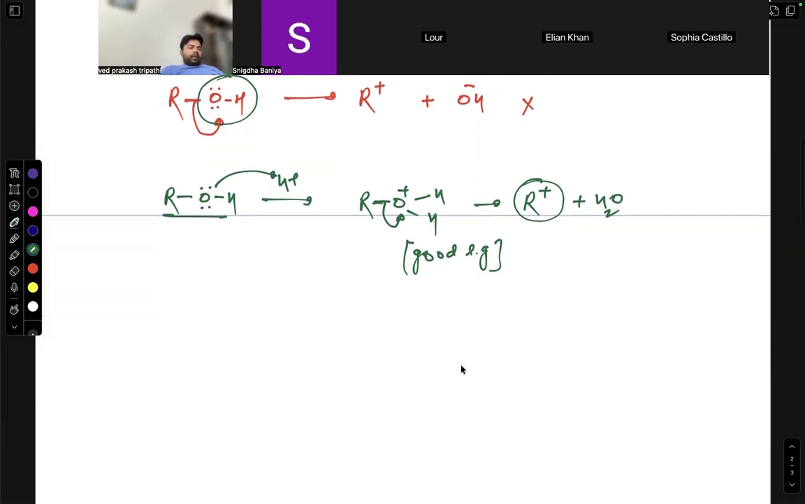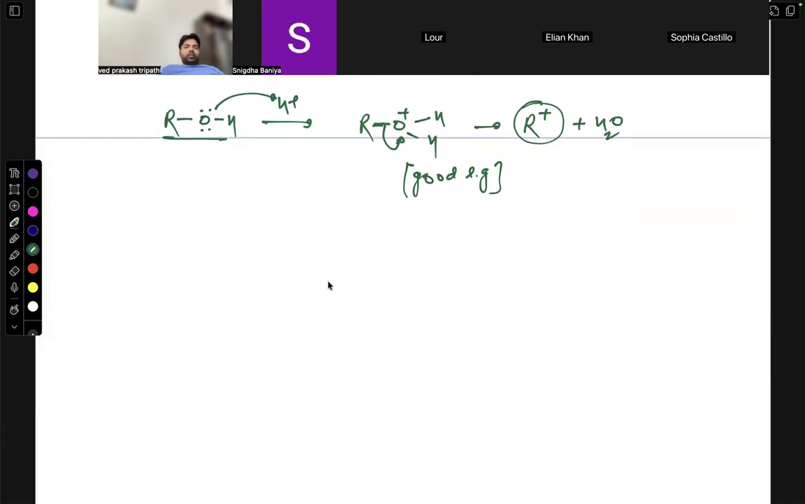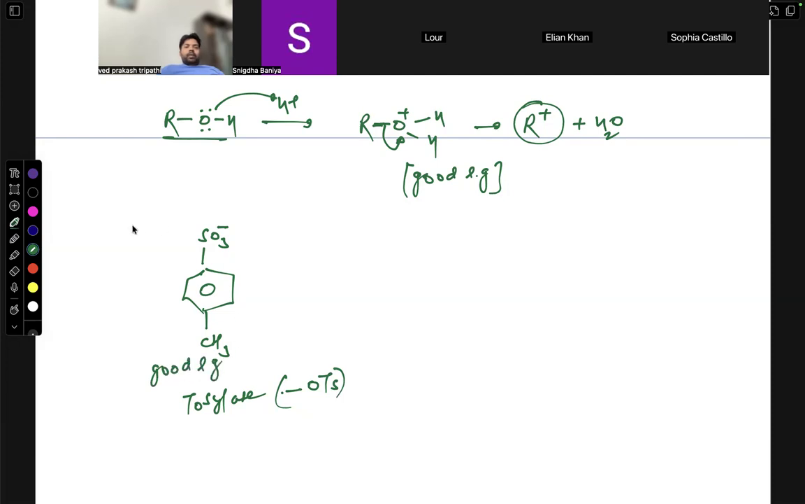Okay, perfect. Some important leaving groups you should know, like the name of those. The very first one is this one. This is called tosylate. Tosylate in short we can represent as OTS. This is a good leaving group. Whenever you have any chemical reaction, suppose R-OTS, you can eliminate OTS very easily because it is a good leaving group.